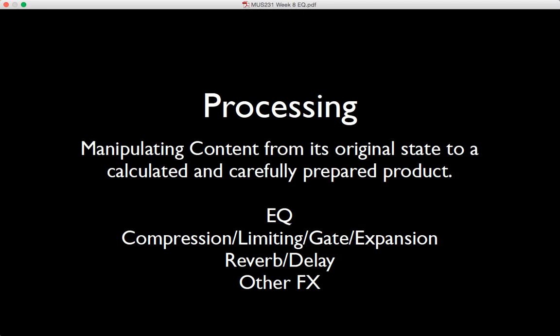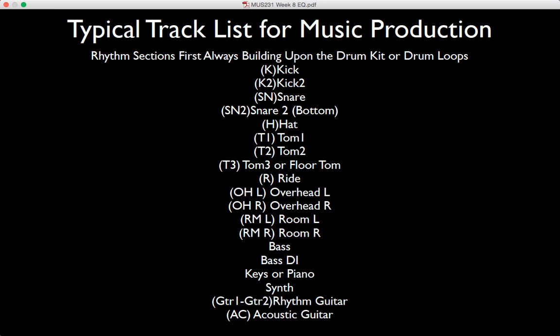So let's talk about the processing itself. And this is the level of processing we were talking about. Processing overall is, by definition, taking what the original content was and manipulating it. How we see it, processing elements we can use are equalization, compression, limiting, gate, expansion, reverb, delay, and any other effects would be considered processing. Does that make sense? So if I said, hey, I processed this sound, I could be talking about any one of those. Today we're talking about frequency processing.